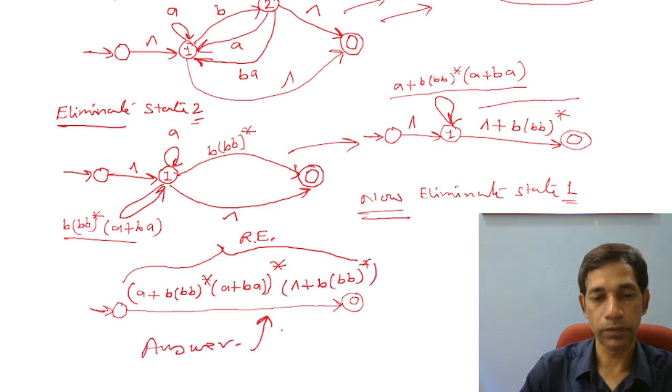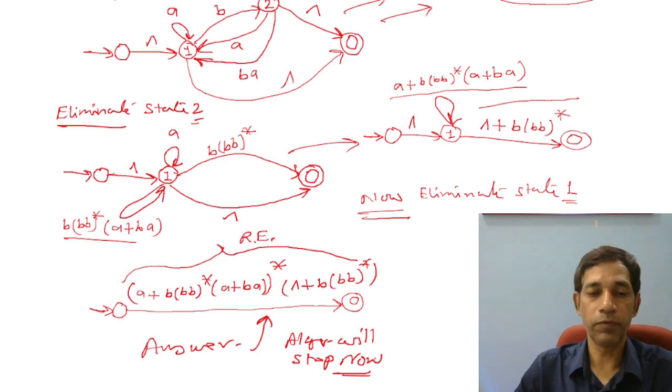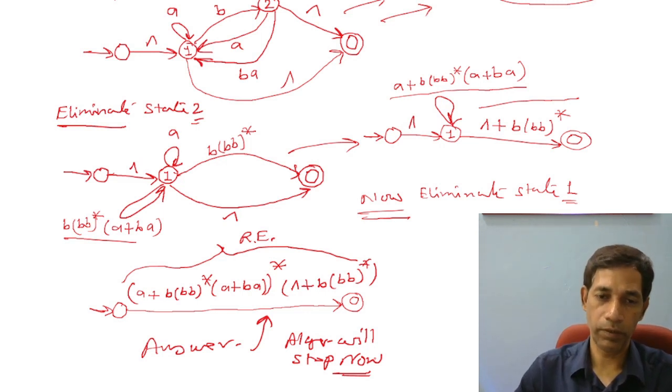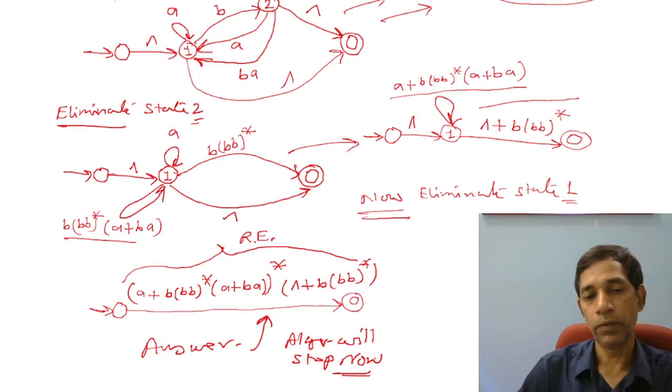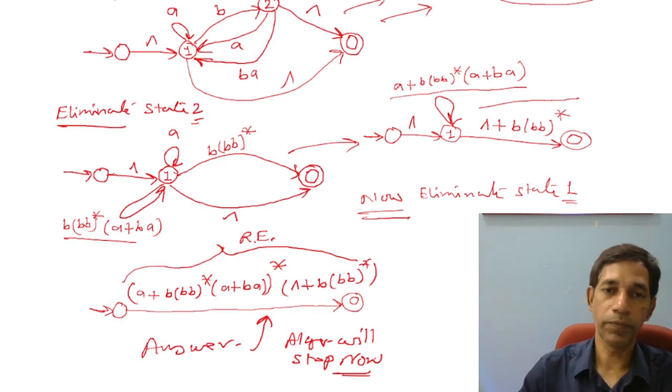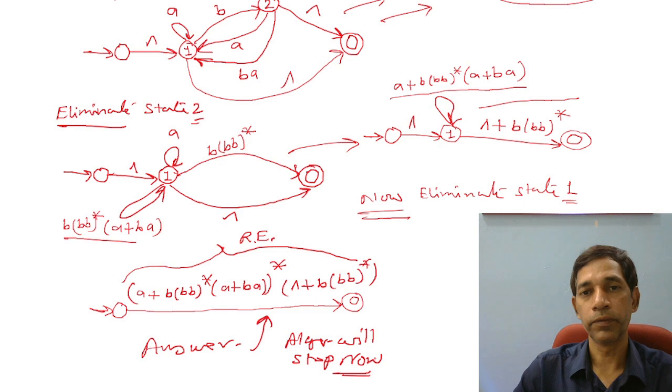So this is the answer, and your algorithm will stop now. Your algorithm stops when only two states remain, one is the initial state and the other is the final state, and you have only one direct edge from initial to the final state, and the answer is the label of that edge. So this is the way we can obtain the regular expression from any given machine.